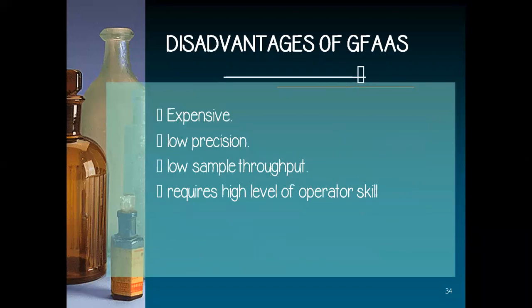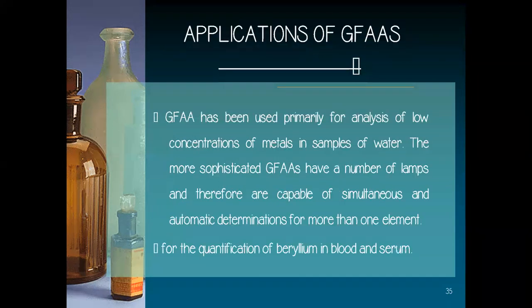Now, the disadvantage with graphite furnace atomic absorption is that it is an expensive instrument, therefore the method is expensive. We get low precision and low sample throughput, and it also requires a high level of operator skill, and therefore this method has a few disadvantages. But if we compare the advantages with the disadvantages, then definitely GFAAS is a much better technique.